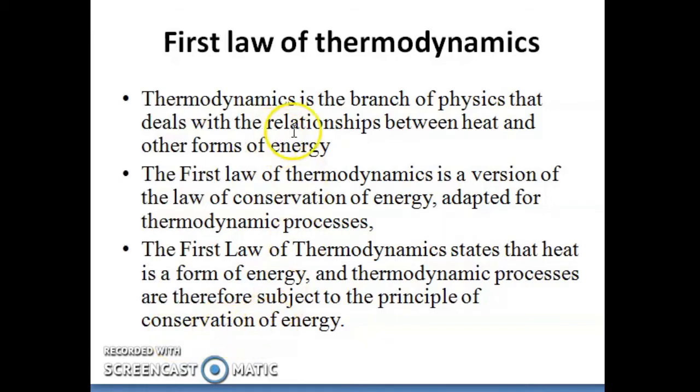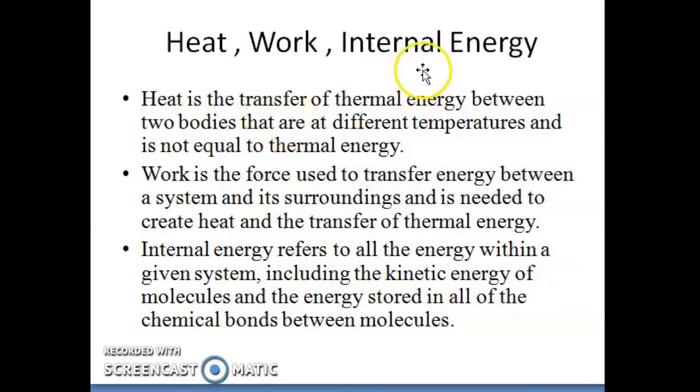So when we say it is a relationship between heat and other forms of energy, we should understand what heat, work and internal energy are. Heat is the transfer of thermal energy between two bodies that are at different temperatures, but it is not equal to the thermal energy.